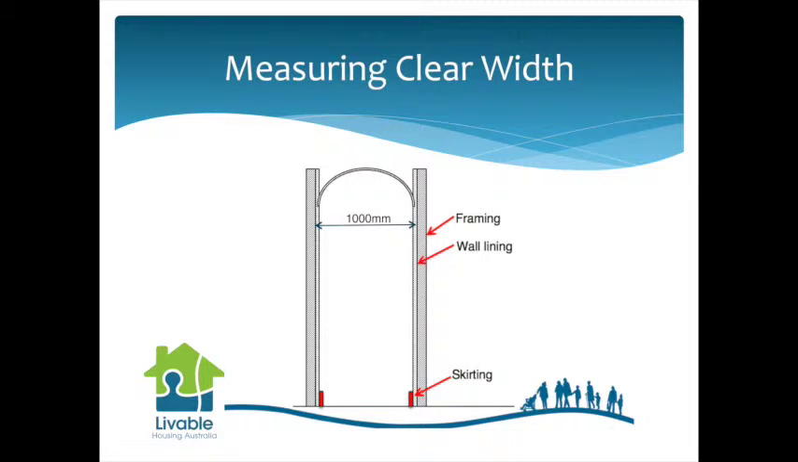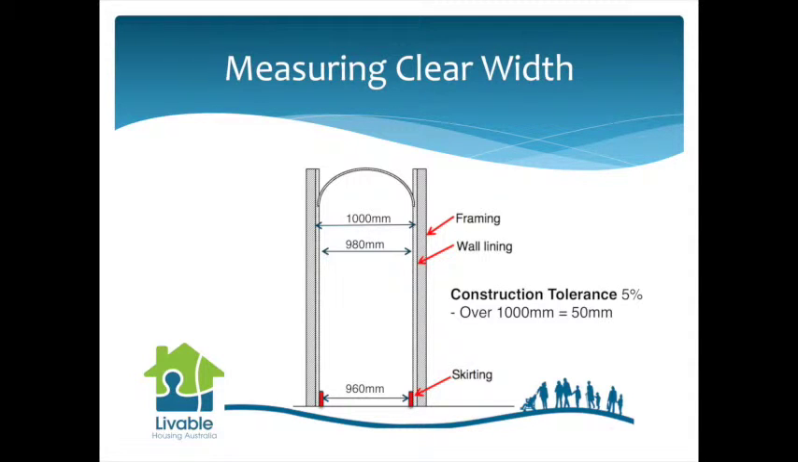So if a standard house says it has 1000mm wide corridors, it could be referring to the framing width. But inside that there are 10mm wall linings. So the clear width inside the wall lining might be only 980mm. By the time we add on the skirting, there could be a 960mm clear width. But that's not the end of it.